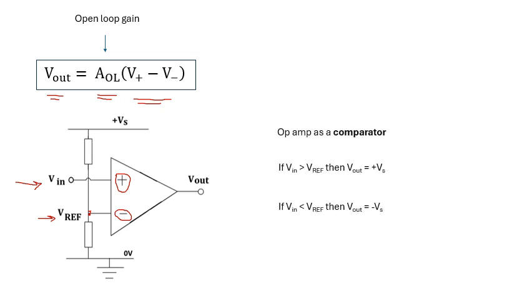So this is using the op-amp as a comparator. We're comparing the two voltages. If V in is bigger than V ref, then V out is plus Vs. If V in is less than V ref, then V out is minus Vs.